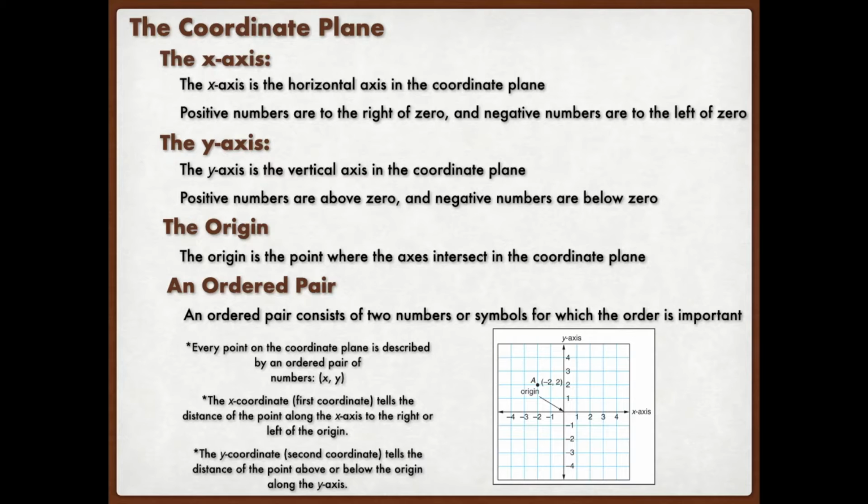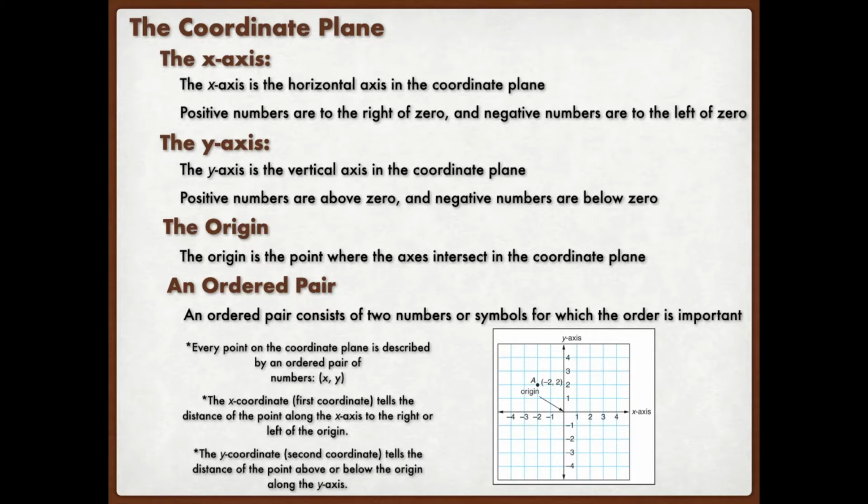Then we have the y-axis, which goes up and down. This goes vertical. Above the intersection, you're going to have positive numbers, and below the intersection at 0, at the origin, you're going to have negative numbers. And I've been using the word origin. Origin is the point where the axes intersect, where you have the two lines intersect in the coordinate plane.